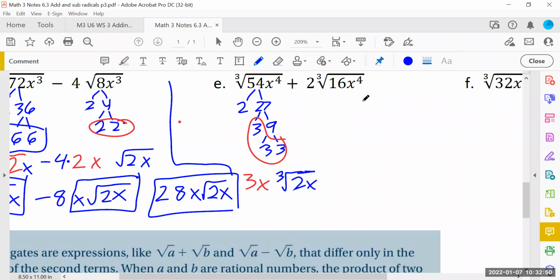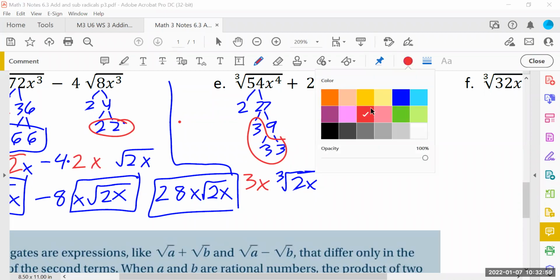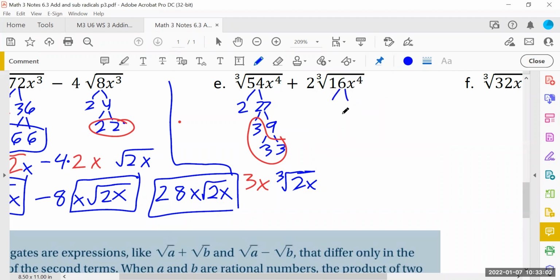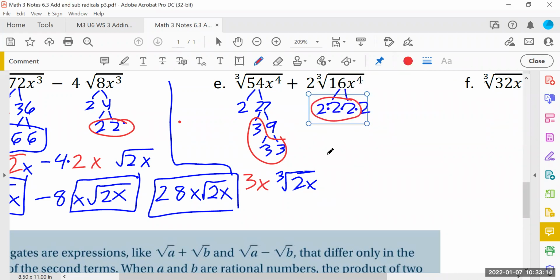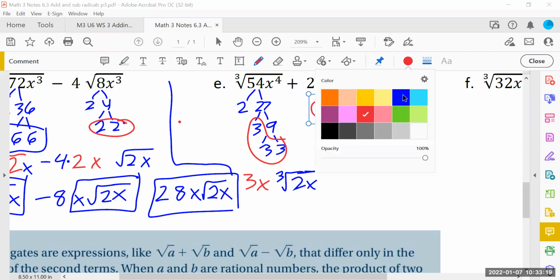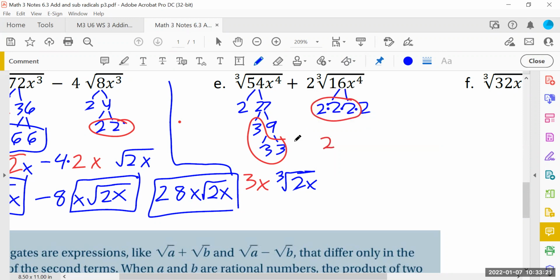The next one. Need to do the same thing to the second part and see if they match. 16. Break it apart. Is everybody good? 16 is 4 twos. 1, 2, 3, 4. That means I have one set of 3. Those would come out. I have 1, 2 already on the outside though. So it's going to get multiplied by that. 2 times 2.